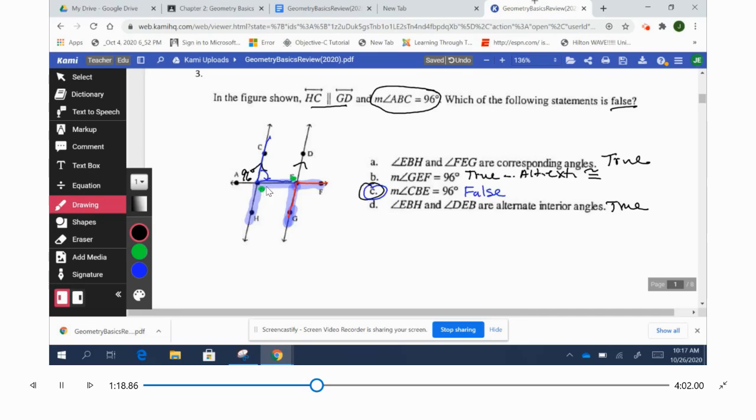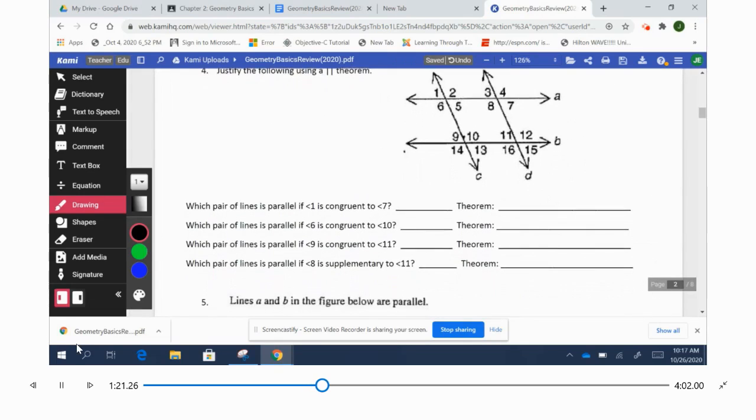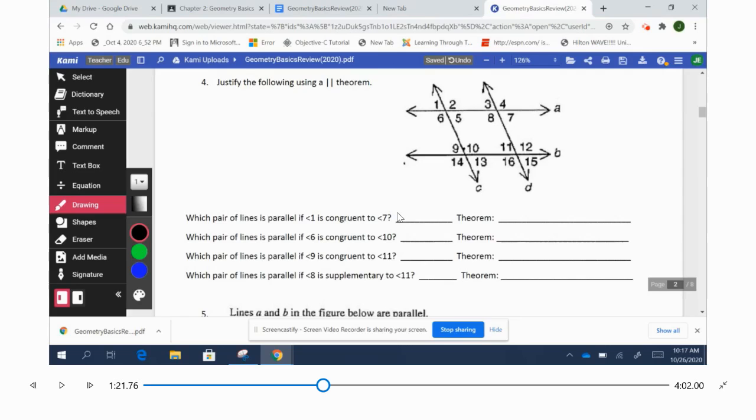Just verifying D is true. They are alternate interior angles. That'll be it for the first video. We're just going to split them up by pages.